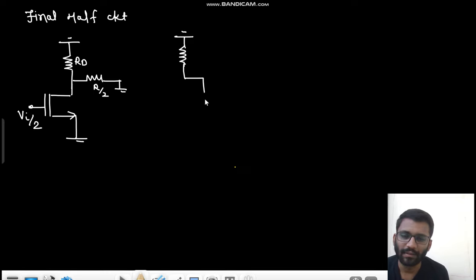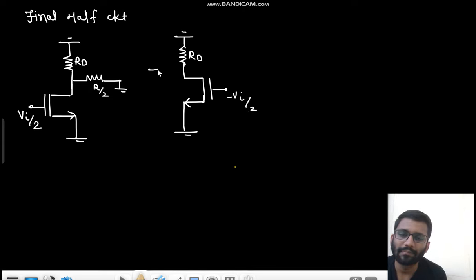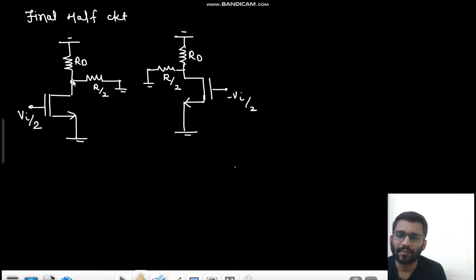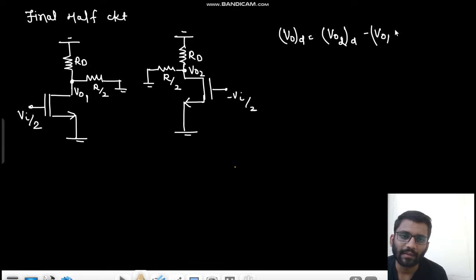this is also RD, this is RD. This is minus Vin by 2. This is R mode. Okay. Here we have Vo1. Here we have Vo2. Here we have Vo1. This is over Vo1. And this is over Vo2. The output differential is Vo2 minus Vo1, and the input differential is Vin by 2 minus of minus Vin by 2.